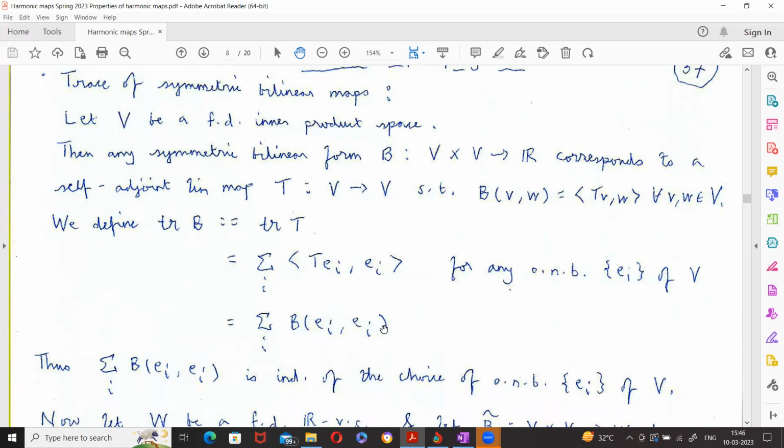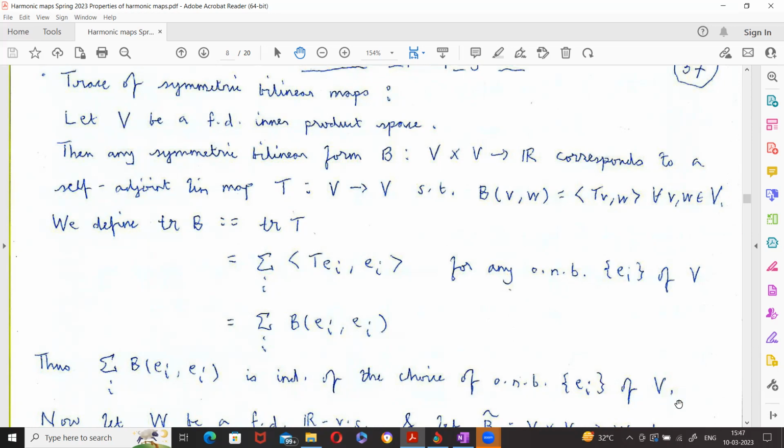Therefore the trace of a symmetric bilinear form is just the sum over i of B of e_i, e_i, for any orthonormal basis e_i of V. Is this clear? This is the trace of a symmetric bilinear form. Yes?